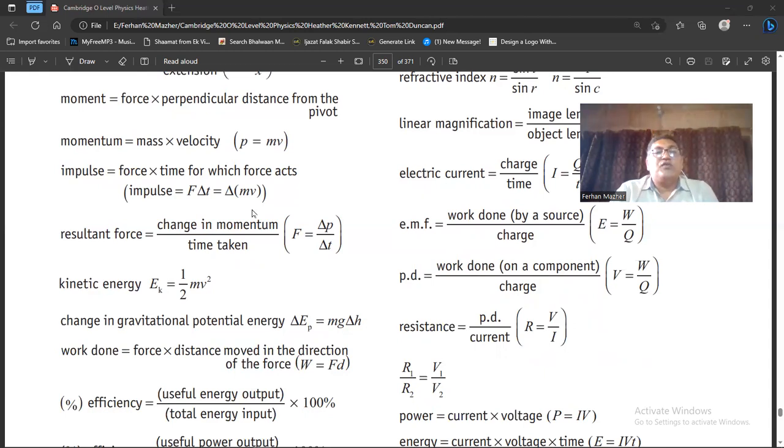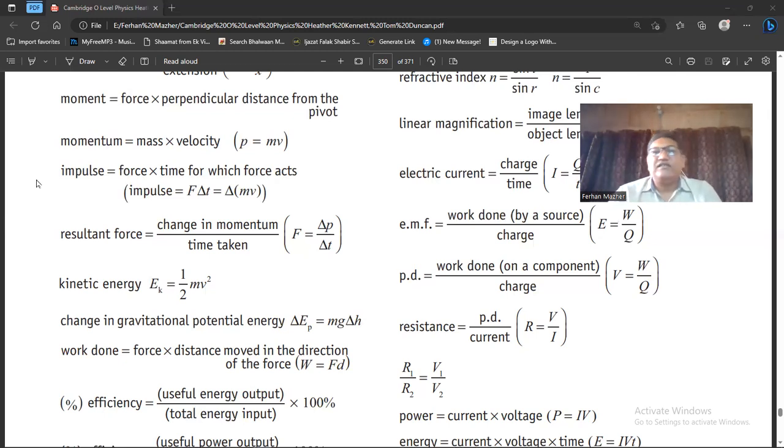Okay, resultant force, and this is a very important formula, resultant force is equal to change in momentum divided by time taken. F is equal to delta p divided by delta t. Change in momentum divided by time taken. Rate of change in momentum is also called resultant force. You see here, change in momentum is impulse. Rate of change of momentum is equal to the resultant force.